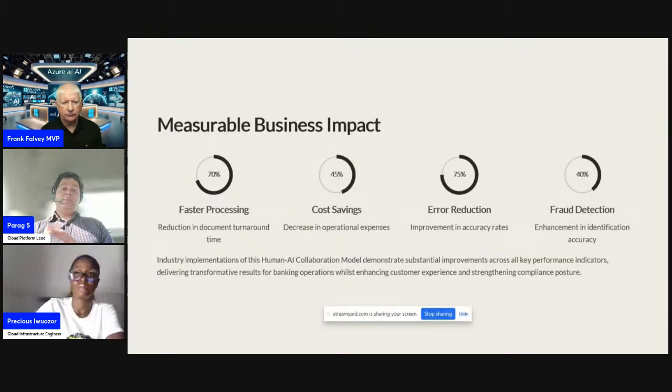So the measurable business impact is faster processing, with a reduction in document turnaround time; cost savings, with a decrease in operational expenses; and error reduction, because it's going to do the same processing every time with accuracy, and the accuracy is going to increase as AI learns more. But anywhere it is not accurate or confident, it's going to make sure a human is involved in the loop to do the second eye validation and take the appropriate action. And fraud detection, with an enhancement in identification accuracy.